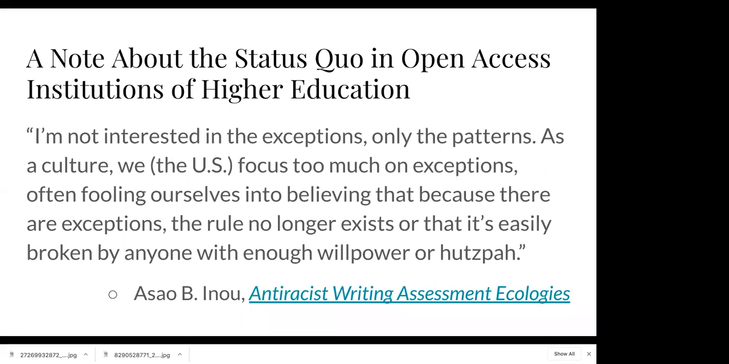And again, I just like this quote about how we focus a lot on the exceptions, and then we fool ourselves into believing that because there are exceptions, the problem no longer exists, or it's broken by anyone with enough willpower or chutzpah. And unfortunately, that is just not true.